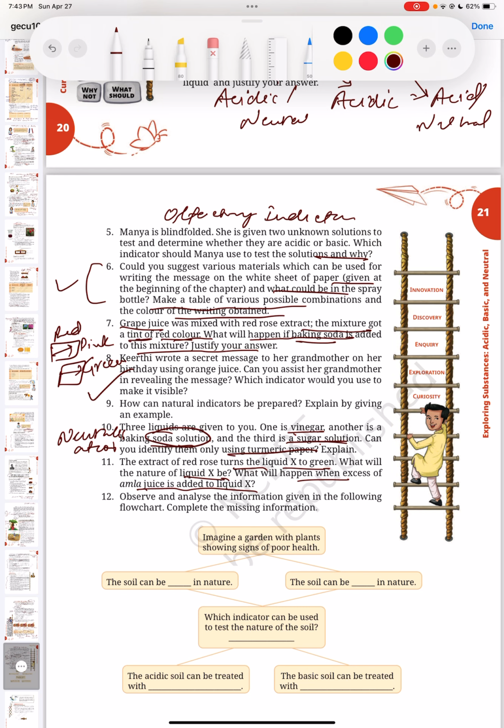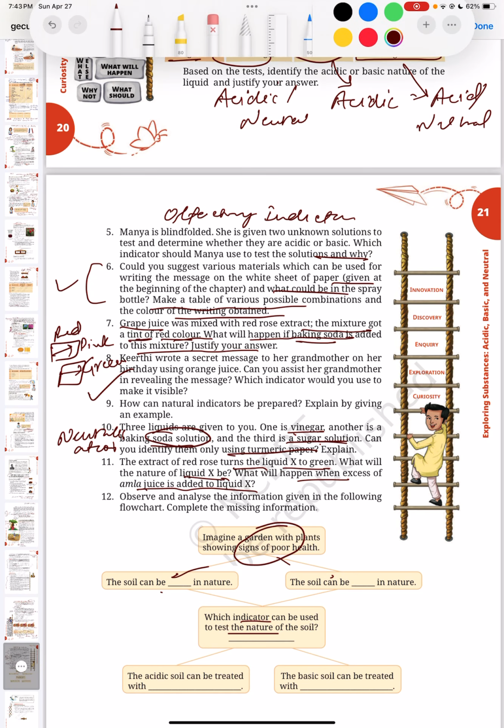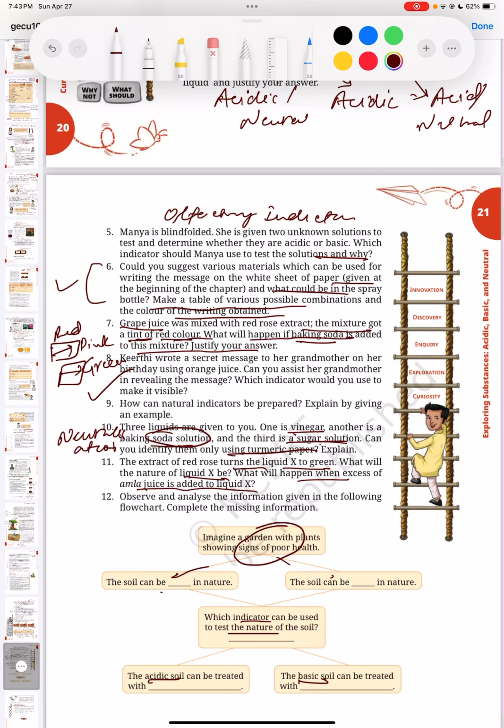Now observe and analyze the information in the flowchart and complete it. Imagine a garden with plants showing signs of poor health. The soil can be of either of these two natures, and when you add an indicator, depending on whether you get acidic or basic soil, you can treat it. So over here it should be acidic, and here it should be basic. Now which indicator can be used to test the nature of the soil? You can use litmus.